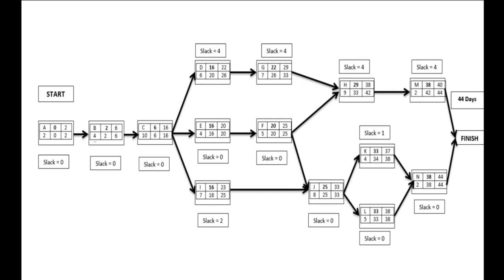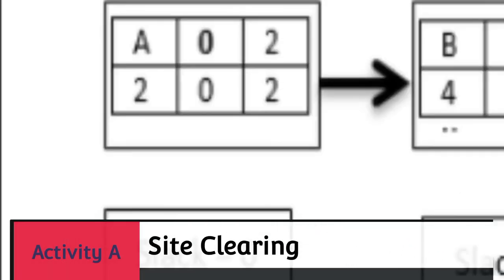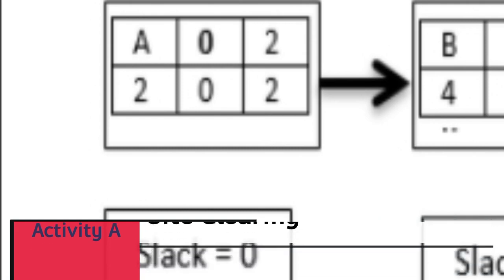This is the diagram used in the critical path method to determine the critical value of each activity that we have presented in our previous tables. The starting activity is site clearing, which has an estimated time of 2 days, an early start of day 0, a late start of day 0, an early finish of day 2, and a late finish of day 2. This activity is critical because it doesn't have any slack to allow an exceedingly long time for completion.